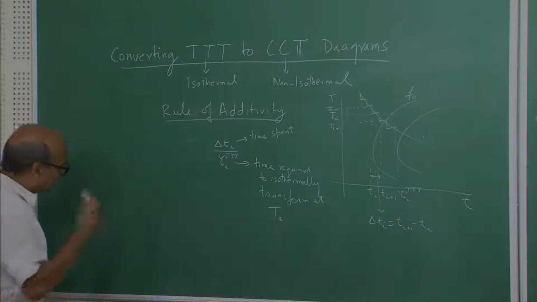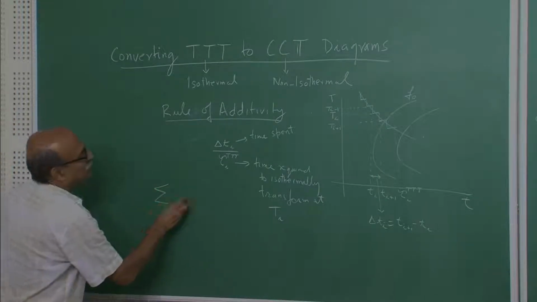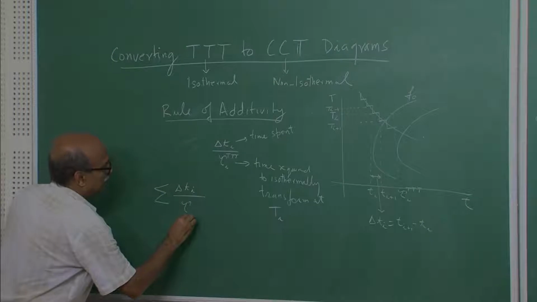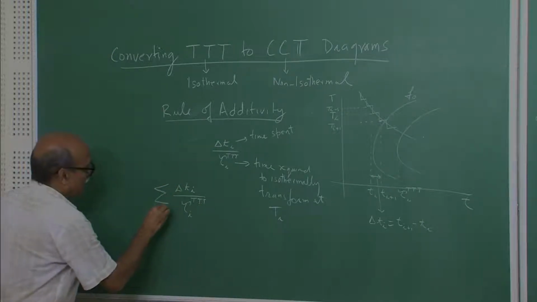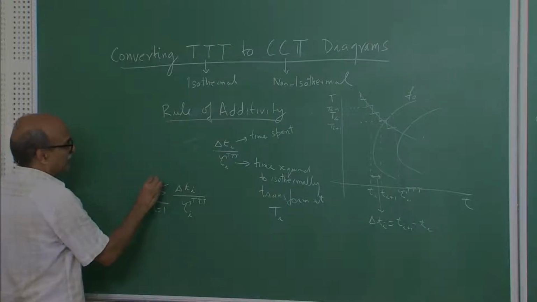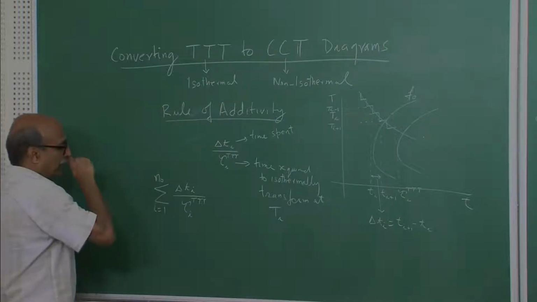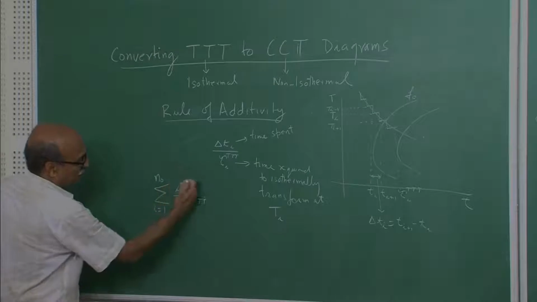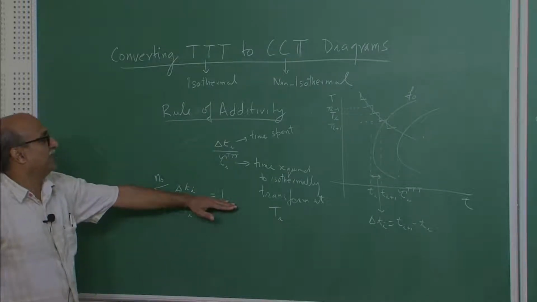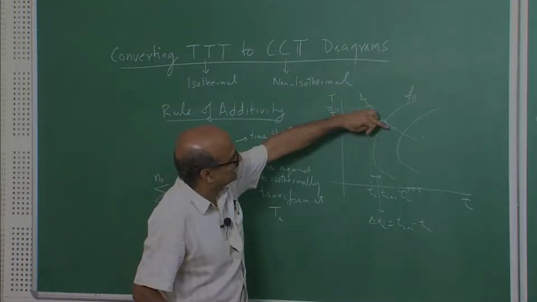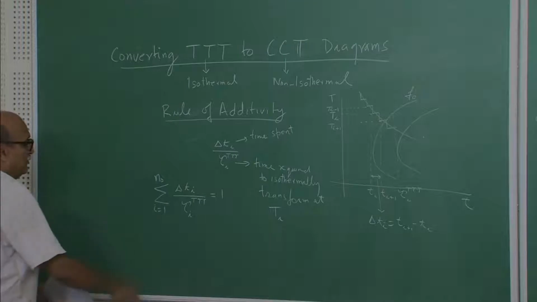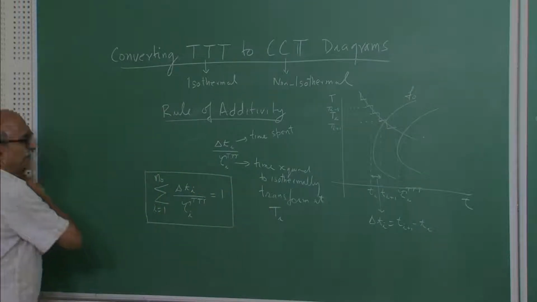So, now the rule of additivity states that if I sum up all these small fractions, delta ti upon tau i TTT, i going from the first step, starting right from the beginning of the transformation temperature, to some step n0 such that n0 is that many steps required such that the sum of all of these small fractions becomes equal to 1, then we would say that along this cooling curve at the n0th step, the transformation of fraction f0 would have taken place. This is the simple rule of additivity.